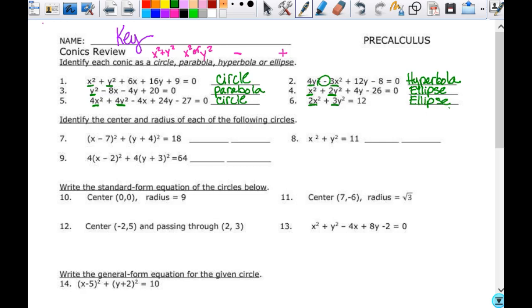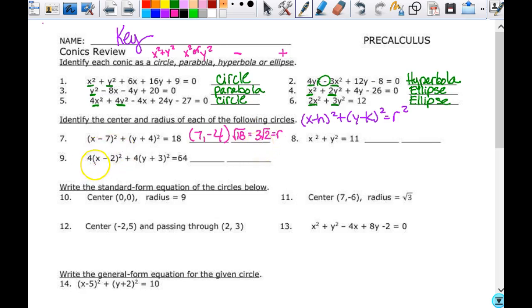All right, now we're going to identify the center and the radius of each of the following circles. This should be a pretty easy thing to do when it is in standard form, remembering that the standard form for a circle is x minus h squared plus y minus k squared equals r squared. So the center point here is going to be positive 7, negative 4. The radius is the square root of 18, but I don't leave it like that, and I don't put a decimal. I'm going to reduce that to 3 square root of 2, and that is the radius.